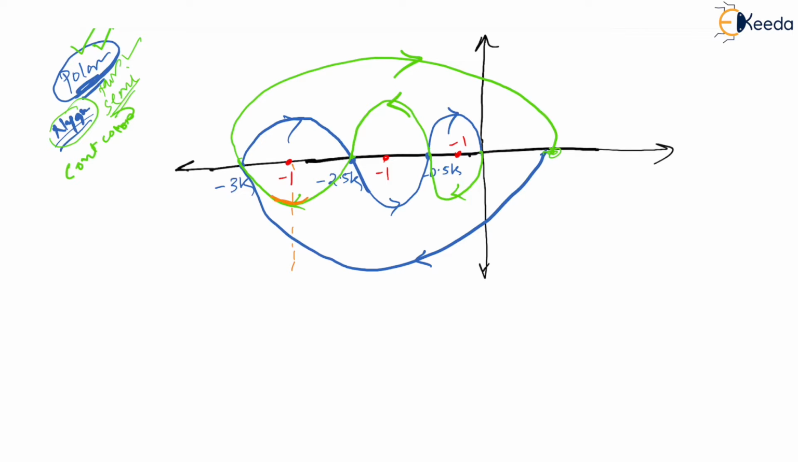I know that I have this one in the clockwise direction, this one in the clockwise direction, and another one also in the clockwise direction. It means for this one, n is equal to -2, right? Which means it is unstable. Yes, so it is unstable.